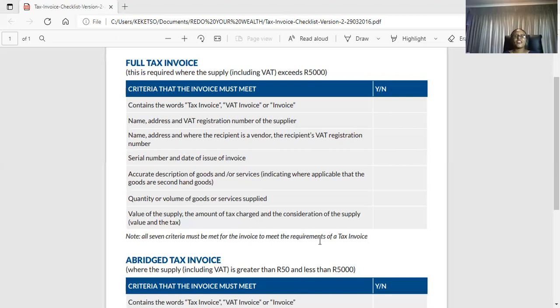And again, the date of issue of the invoice. You've got to put in the date of issue of the invoice. It is issued on the 10th of August 2021. It must be there.